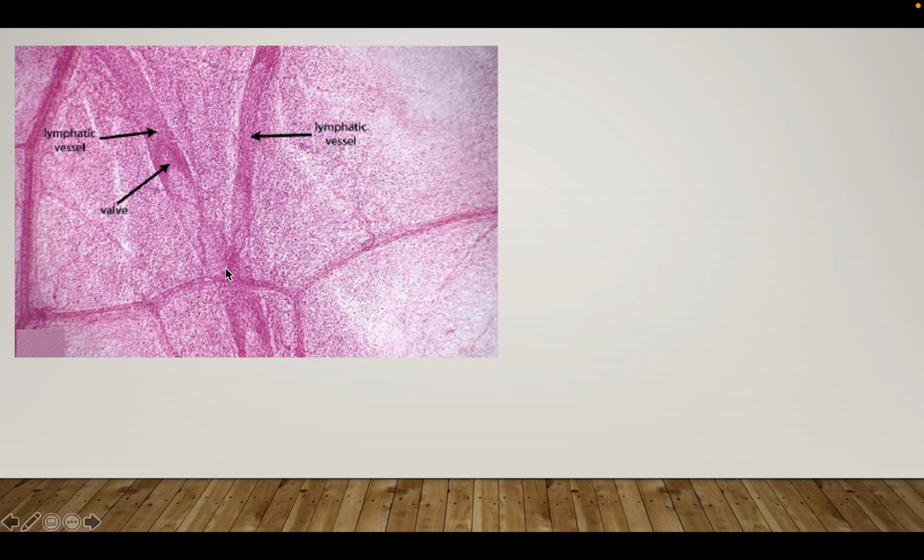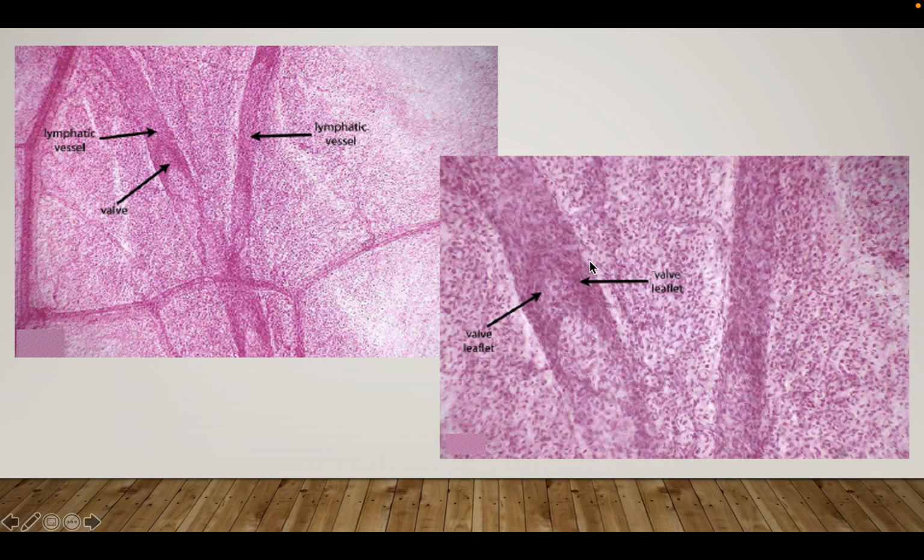So in this instance, fluid may be flowing in this upward direction, and if it tried to flow retrogradely, backwards, these valves would be opposed to each other, they'd be pushed together, and that would prevent the backflow of lymphatic fluid within our lymphatic vessel. You can also see another one here, just a more zoomed in picture, and you can see one leaflet on this side, one on this side, and again, fluid is going to be traveling up through this valve, flowing toward the heart and prevented from going into backflow due to the presence of these valves.